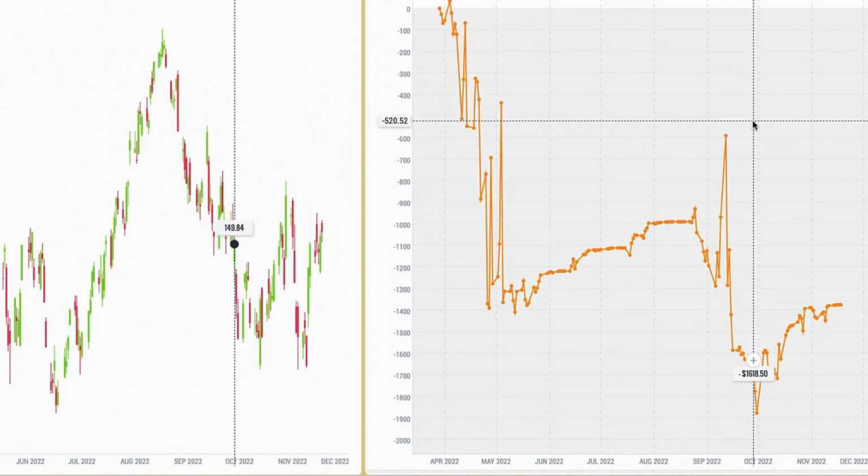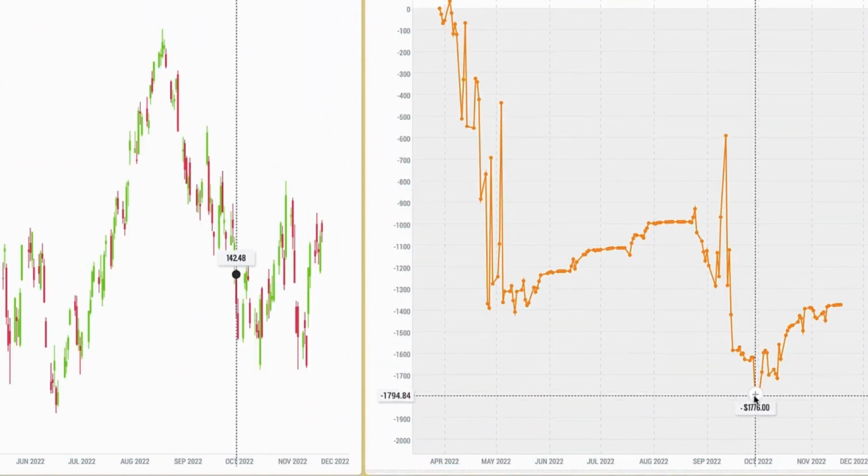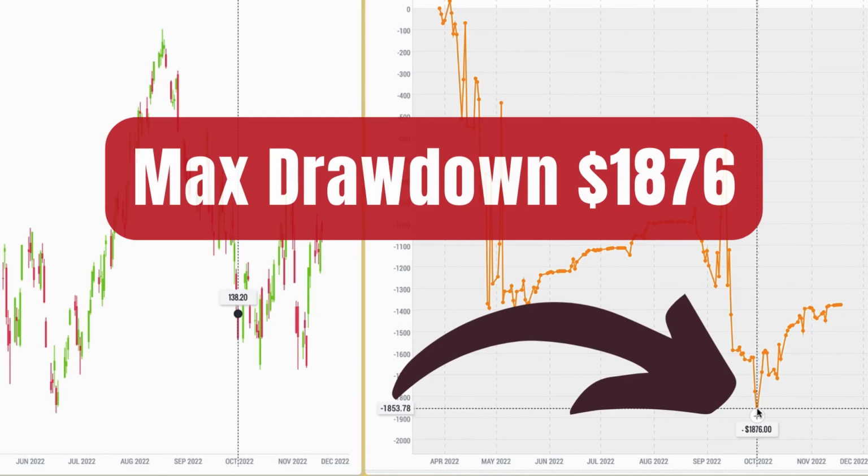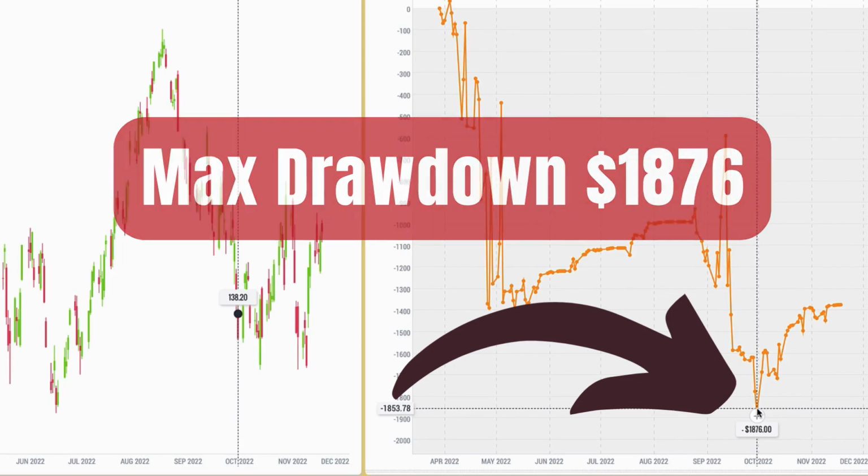The last thing I'll look at, I'll go back to this timeline, and I want to see the maximum drawdown. So you can see at one point, this trade was down $1,876. So imagine when you're that far behind in this trade, it's going to be very probable that you're never going to make back your money.